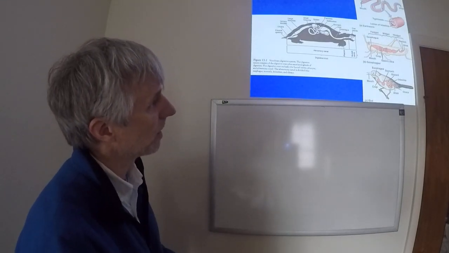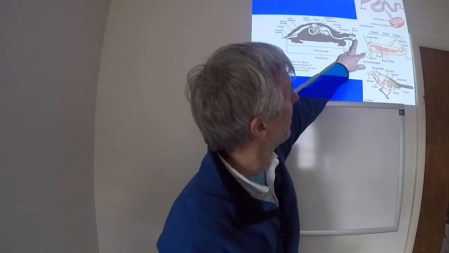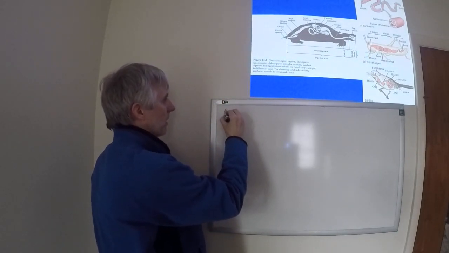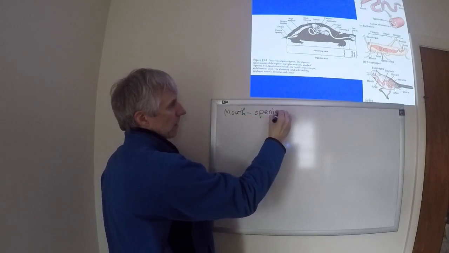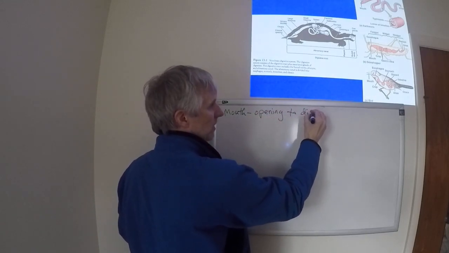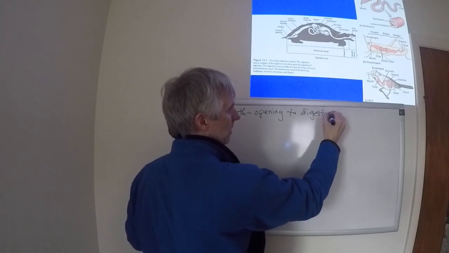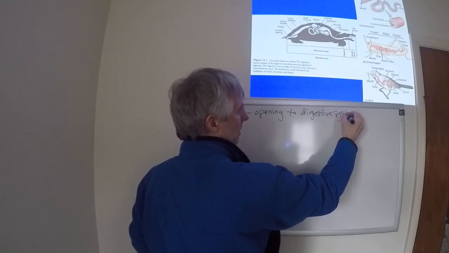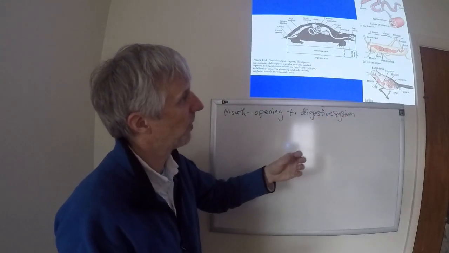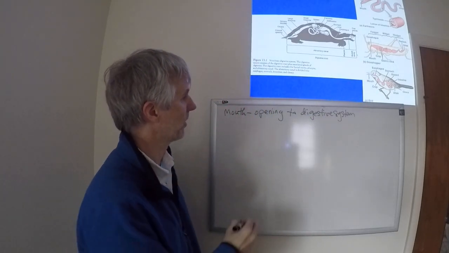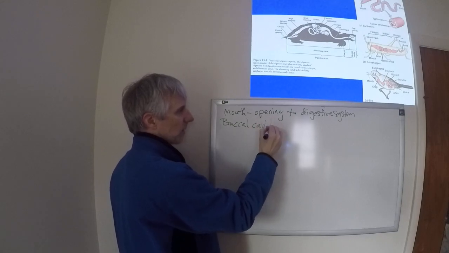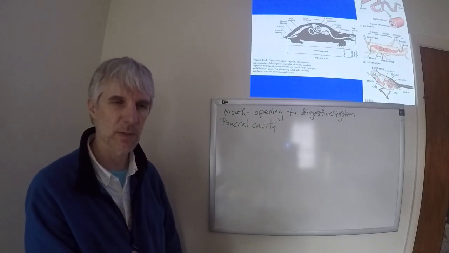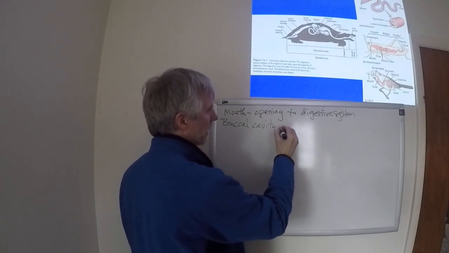So at one end would be the mouth, and that's the opening to the digestive system. That would be followed by another cavity here called the buccal cavity. We talked about the buccal cavity when we talked about amphibians, right? That positive pressure breathing.